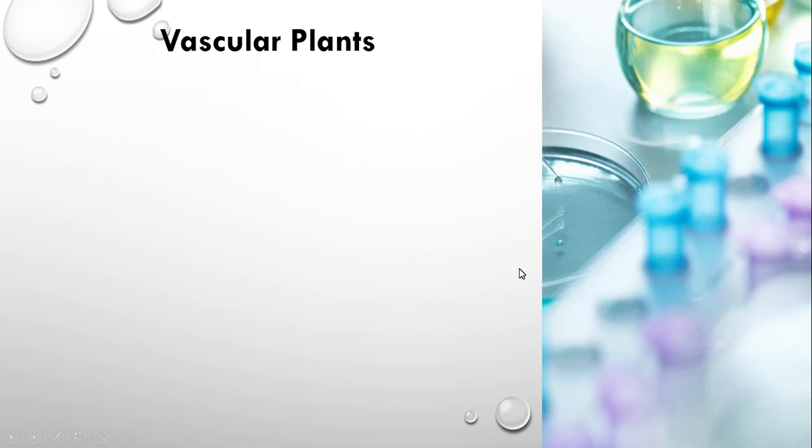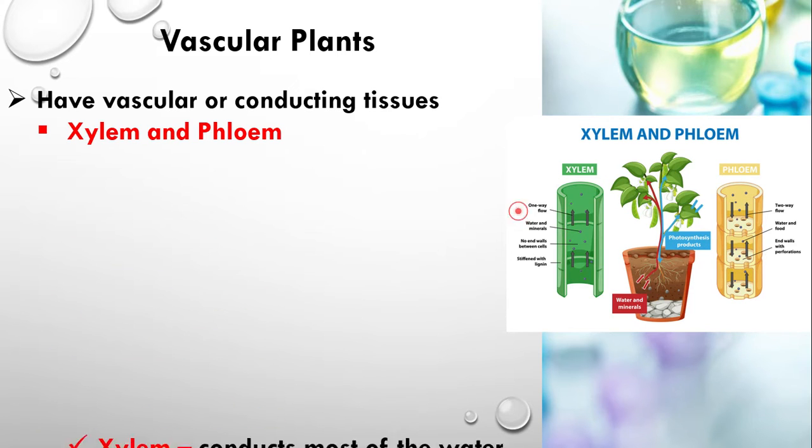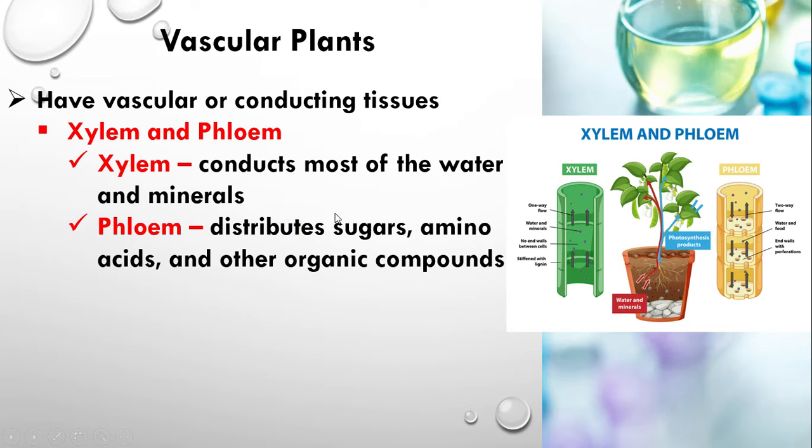And then we have vascular plants. Vascular plants have vascular or conducting tissues, namely xylem and phloem. Xylem conducts or moves water and minerals from the roots to the other parts of the plant. Phloem distributes sugars, amino acids, and other organic compounds from the leaf, because sugar or glucose is made in the leaf of a plant. So the sugar travels from the leaf of the plant to the other parts of the plant.